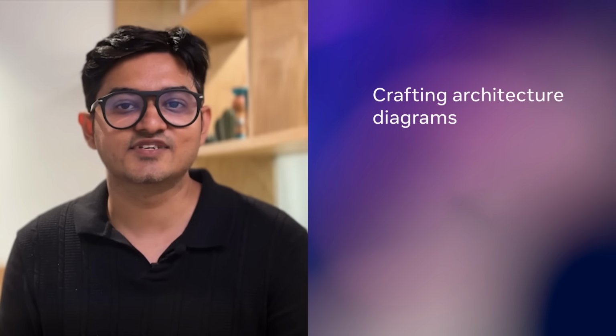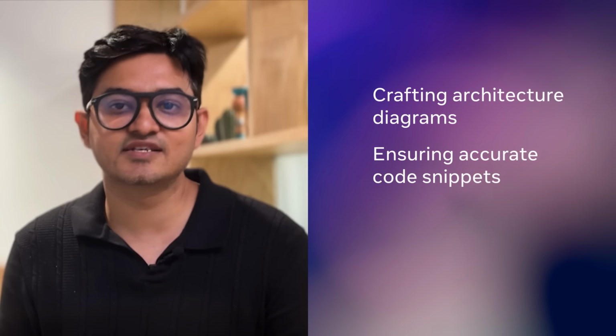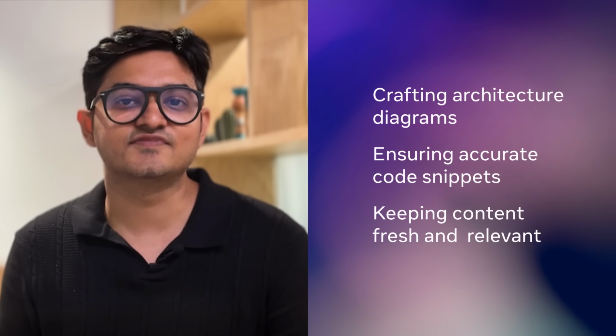For many developers, writing a technical blog can be a tedious task. It's not just about text. It's meticulously crafting architecture diagrams, ensuring code snippets are accurate, and making sure the content is fresh and relevant. This can be incredibly time-consuming, pulling you away from what you love, building and coding. But what if there was a way to significantly speed up and enhance this process? That's exactly where Llama comes in.